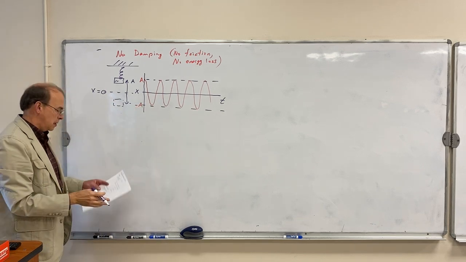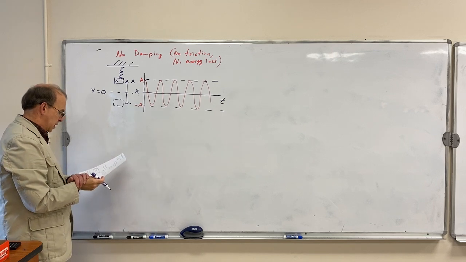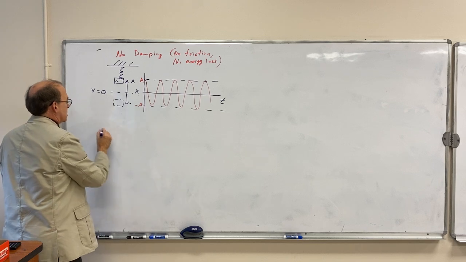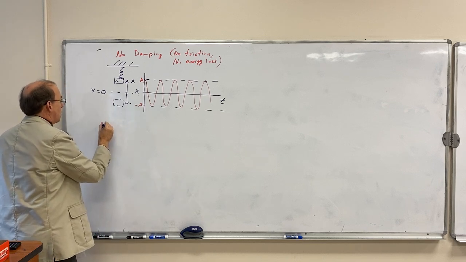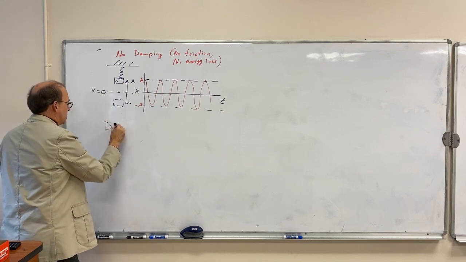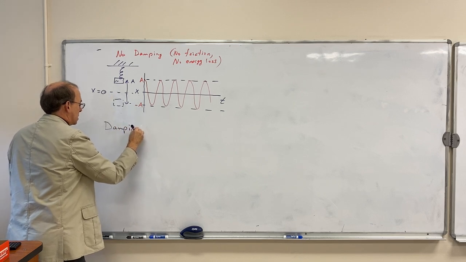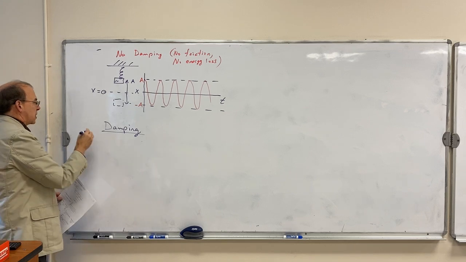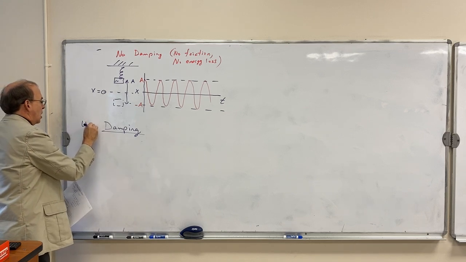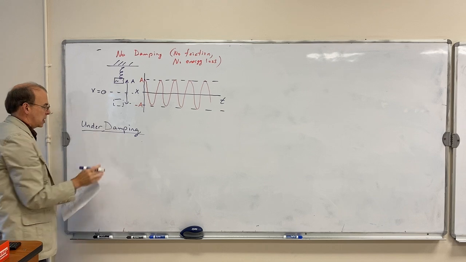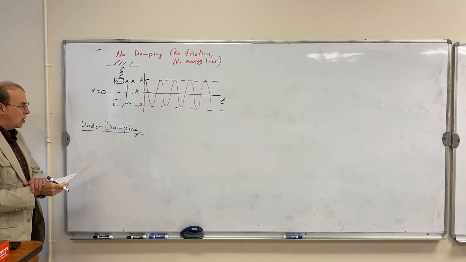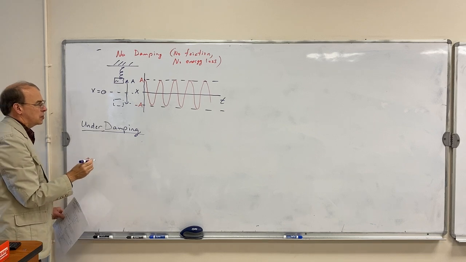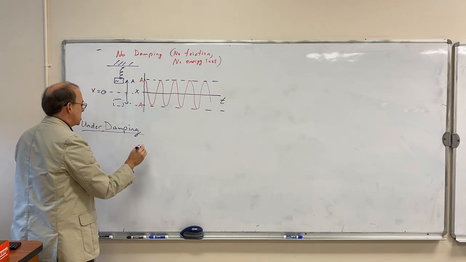But there's going to be some friction. Suppose we now allow for friction. So let's have what we call damping. But now we're going to deal with, I should have said, under damping. That's our first case of damping. Under damping is oscillations of decreasing amplitude due to friction. So let me sketch it again.